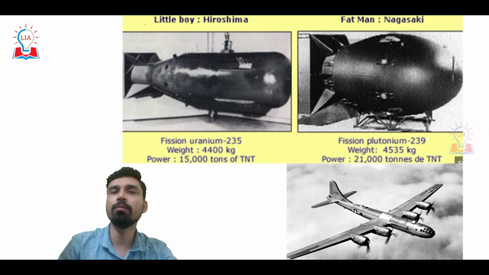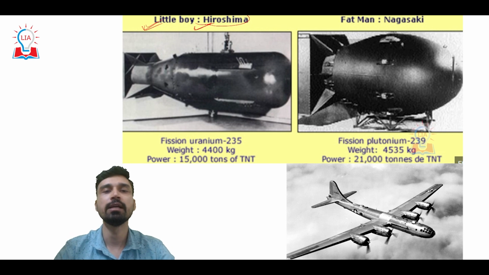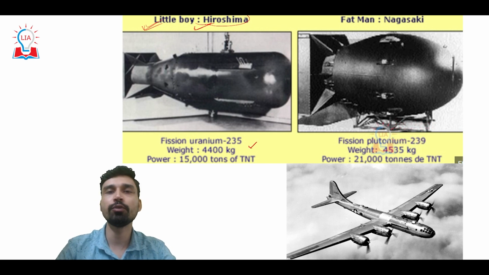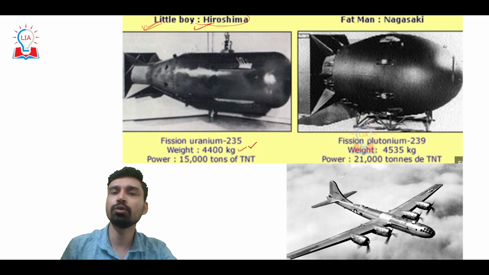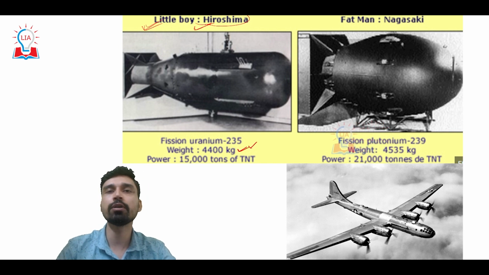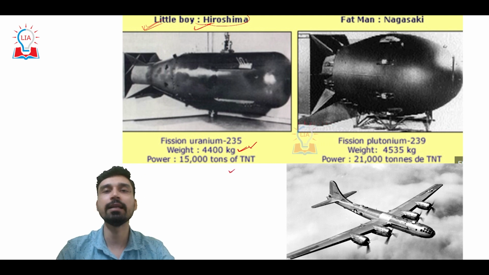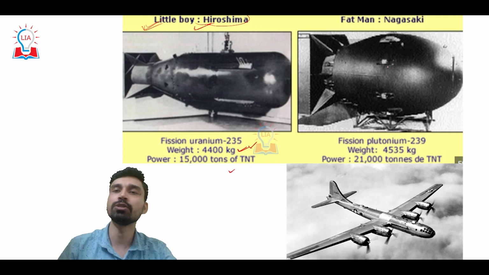Now, if you look at the code name of the first atomic bomb dropped on Hiroshima, it was Little Boy. It was uranium-235. The bomb actually worked on the fission of uranium-235, having a weight of 4,400 kgs and an explosive power of, we can say, 15,000 tons of TNT, that is trinitrotoluene, a very well-known explosive.